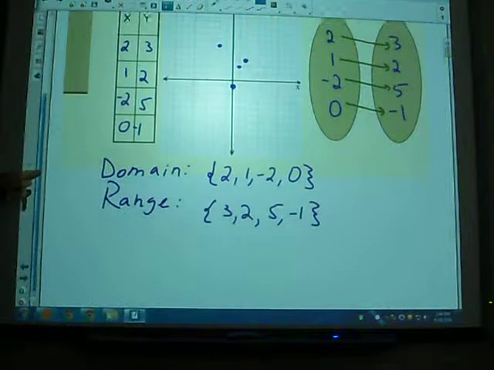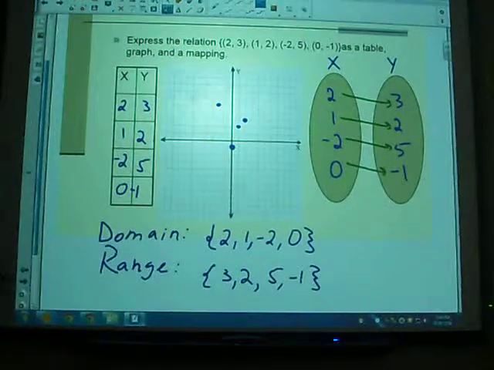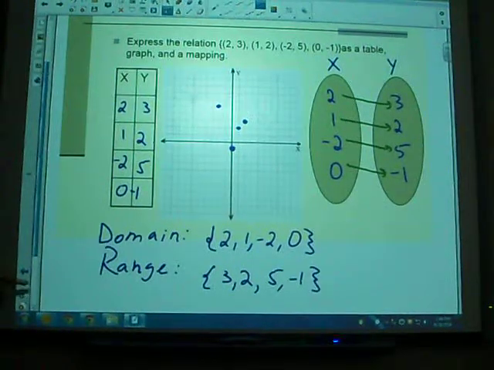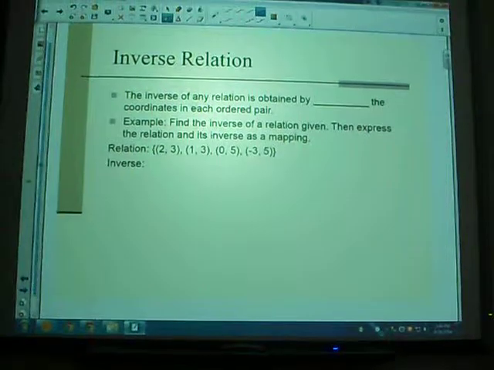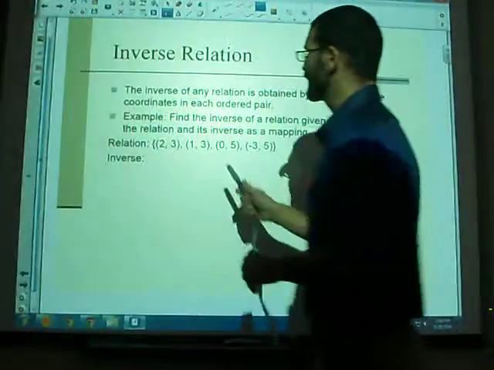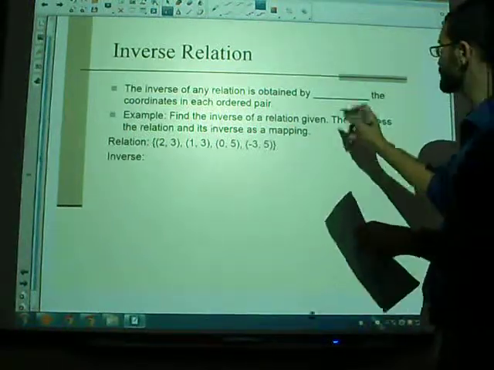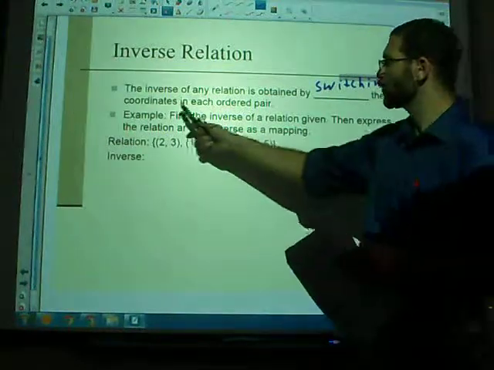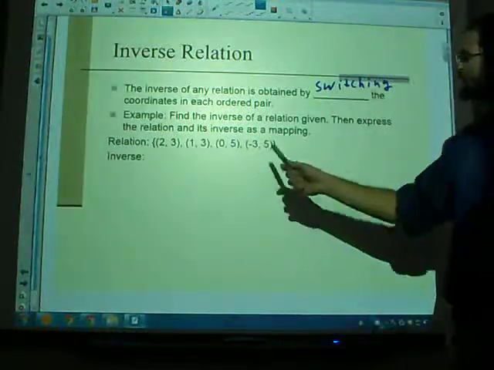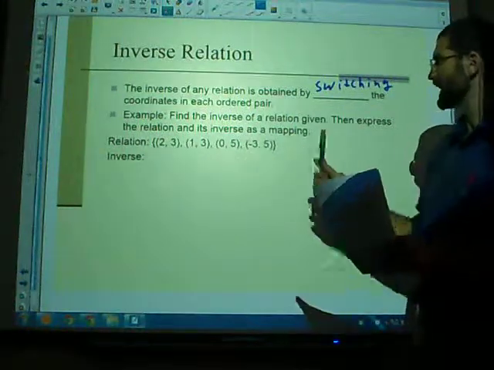So these are called relations, once again the connection between x and y values. But there's also something called an inverse relation. And from the properties, you know that inverse means the opposite or the reciprocal. So some things are changed. So the inverse of any relation is obtained by switching the coordinates in each ordered pair.